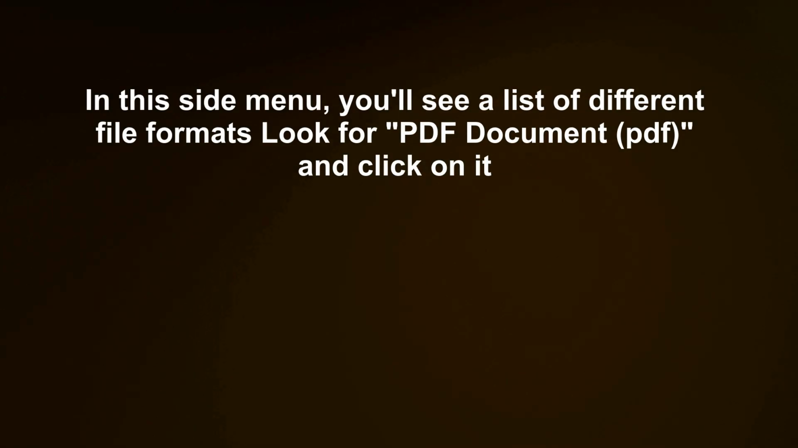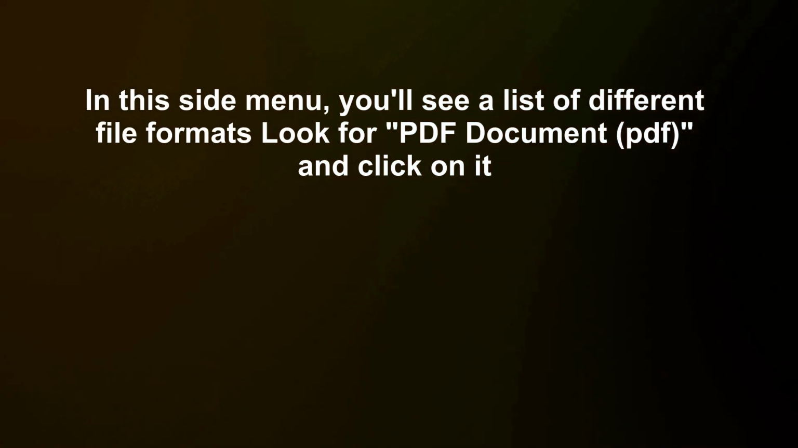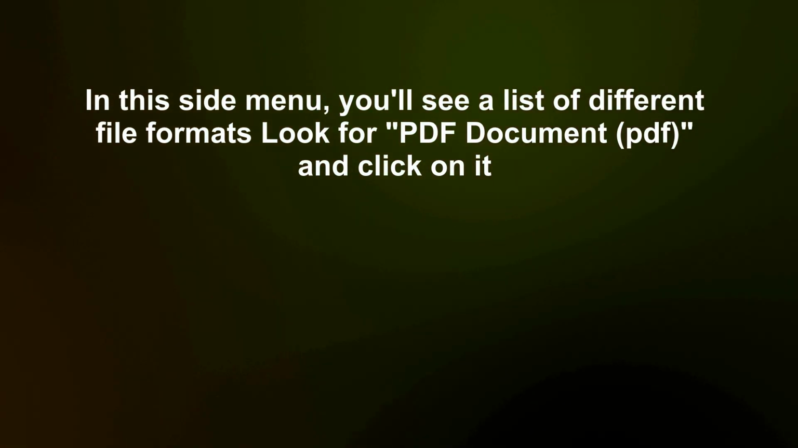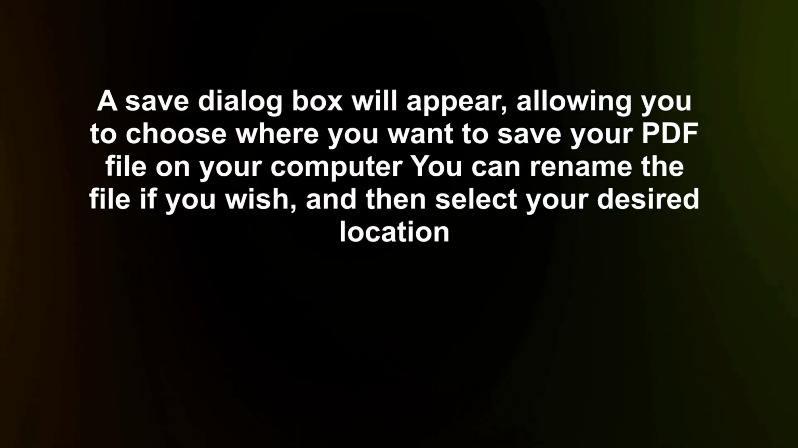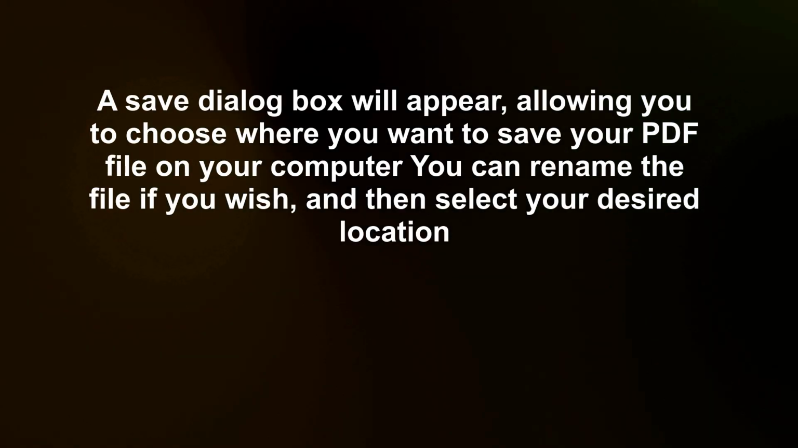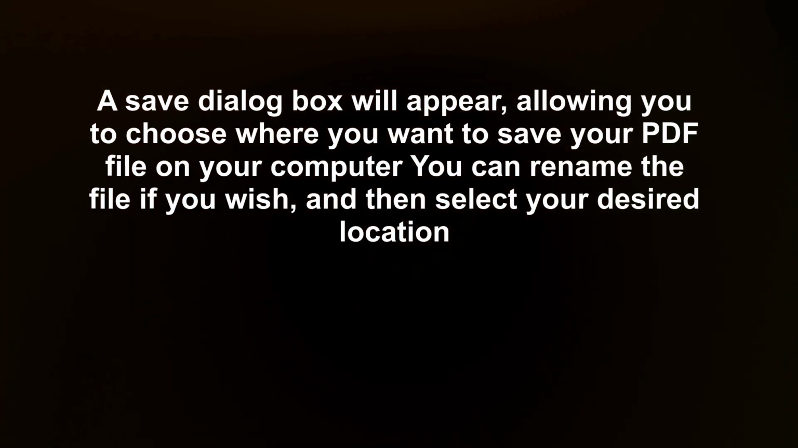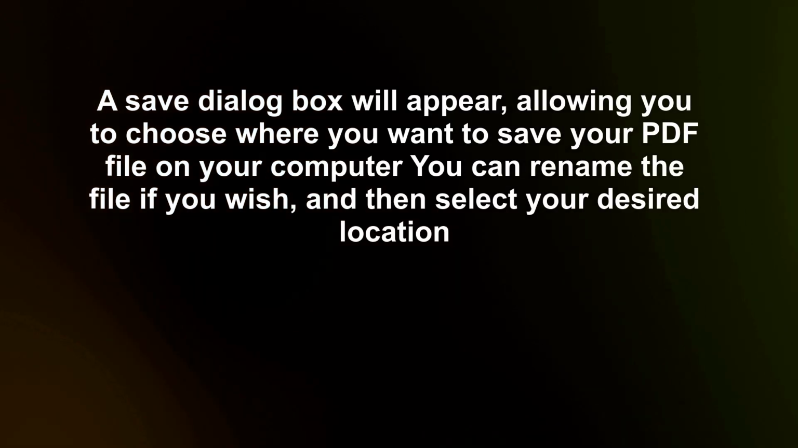In this side menu, you'll see a list of different file formats. Look for PDF document (.pdf) and click on it. A Save dialog box will appear, allowing you to choose where you want to save your PDF file on your computer. You can rename the file if you wish, and then select your desired location.